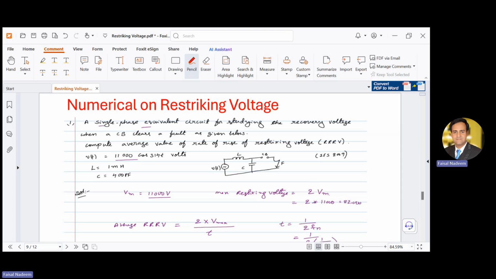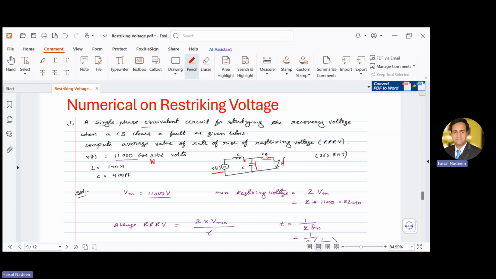The first numerical is a single phase equivalent circuit for studying the recovery voltage when a circuit breaker clears a fault, as given below. Here we have Vt, L and C. Here we have a circuit breaker and here we have a fault. The value of Vt is given as Vmax, which is 11,000 times cos omega t, where omega is 314.